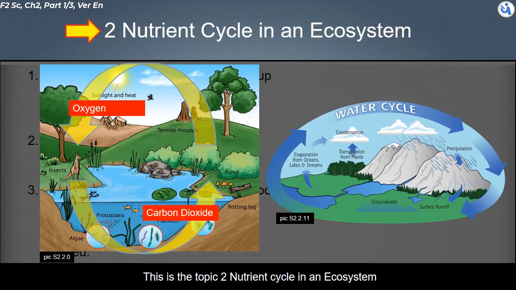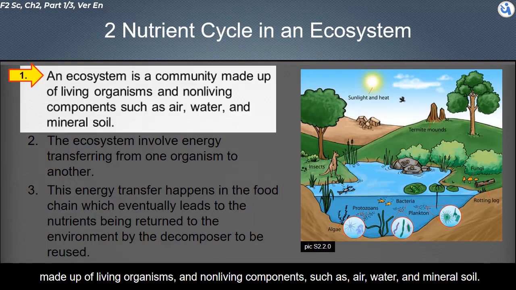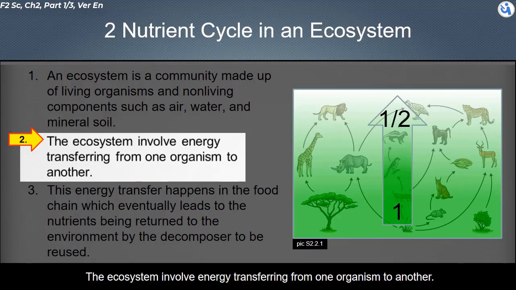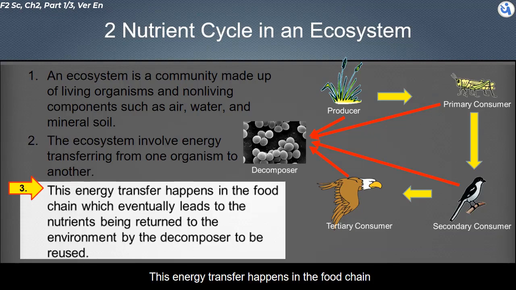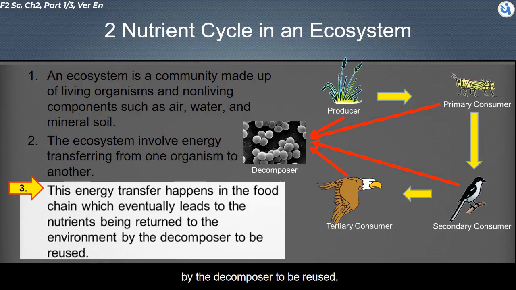This is Topic 2, Nutrient Cycle in an Ecosystem. An ecosystem is a community made up of living organisms and non-living components, such as air, water, and mineral soil. The ecosystem involves energy transferring from one organism to another. This energy transfer happens in the food chain, which eventually leads to the nutrients being returned to the environment by the decomposer to be reused.